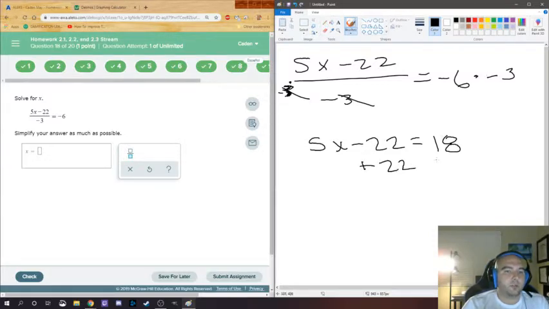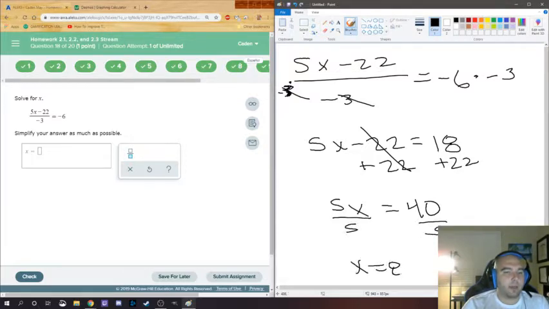I'm going to add 22 to both sides. You notice that after I do the first step, we're just back at a two-step equation. And then we got 40. I'll divide by 5. And x equals 8.